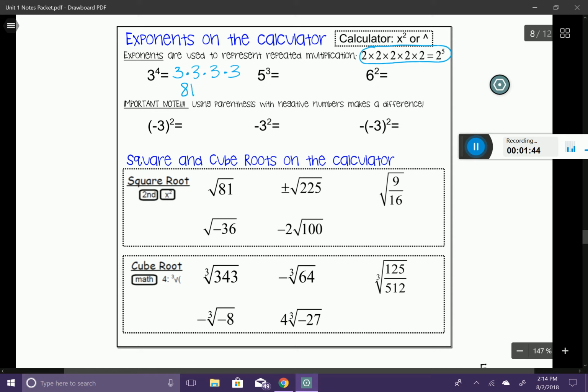Now let me show you how to just pop this right into your calculator, because you might not know this right off the bat. As the exponents get bigger, like 3 to the 18th power, you might not want to sit there and try to calculate 3 times 3 times 3 times 3 times 3.